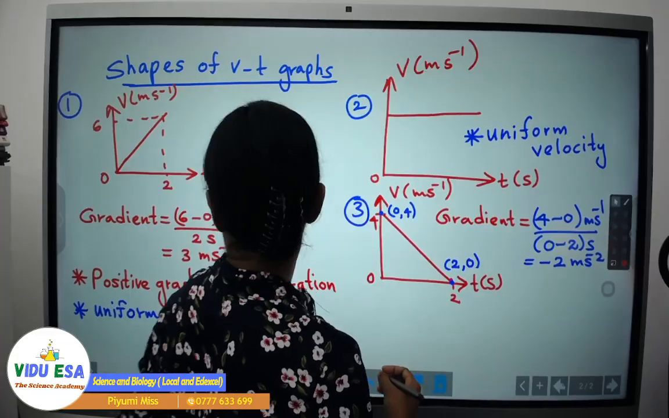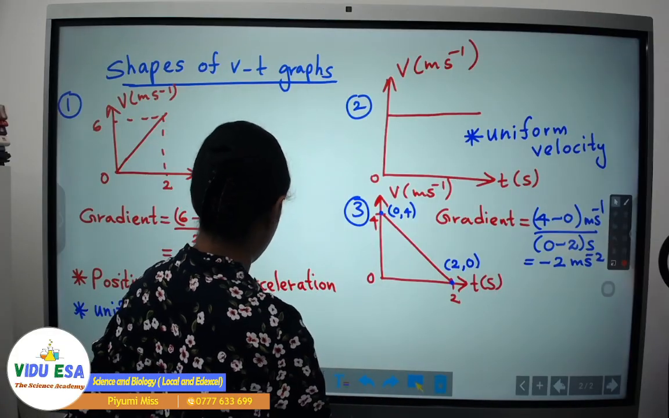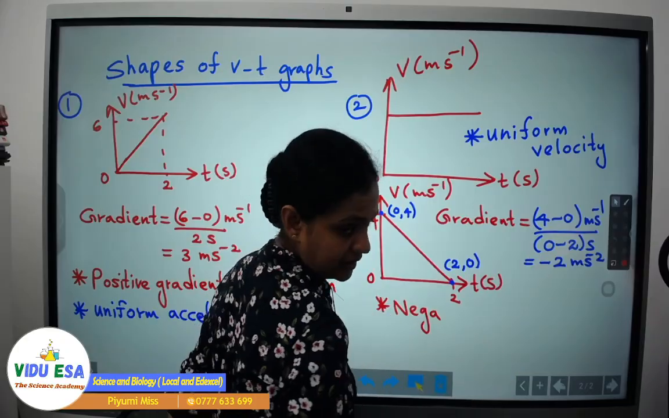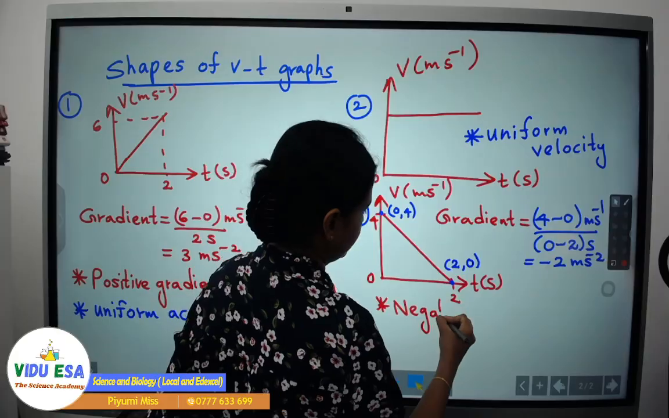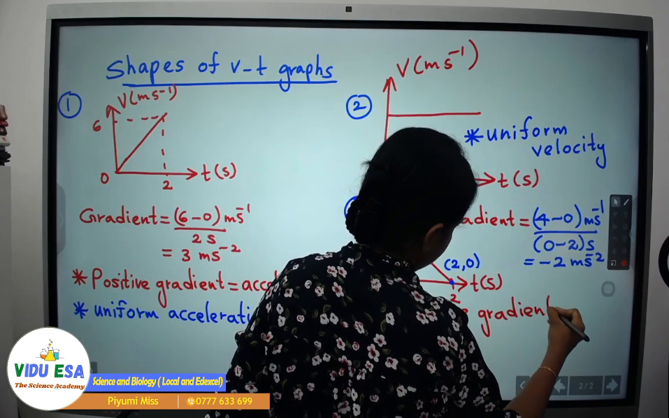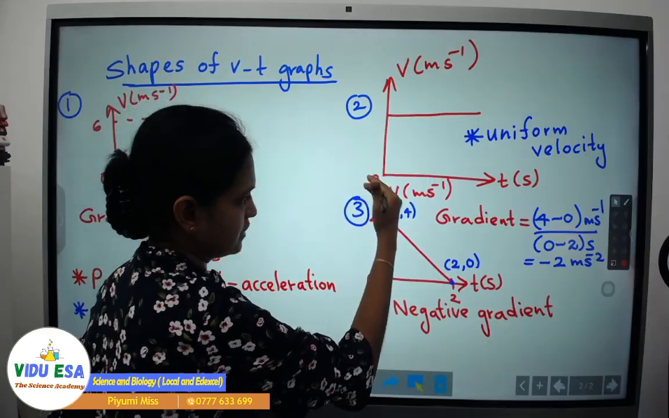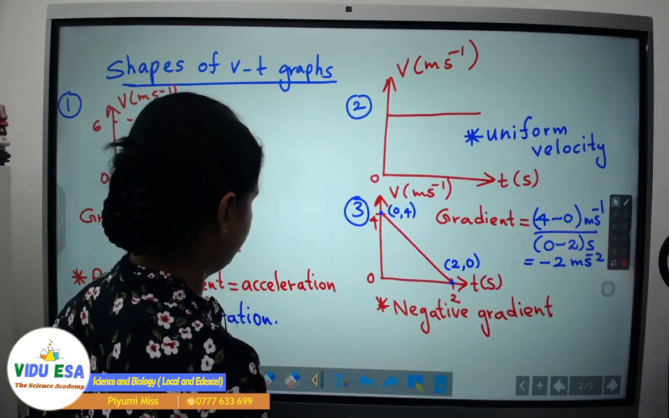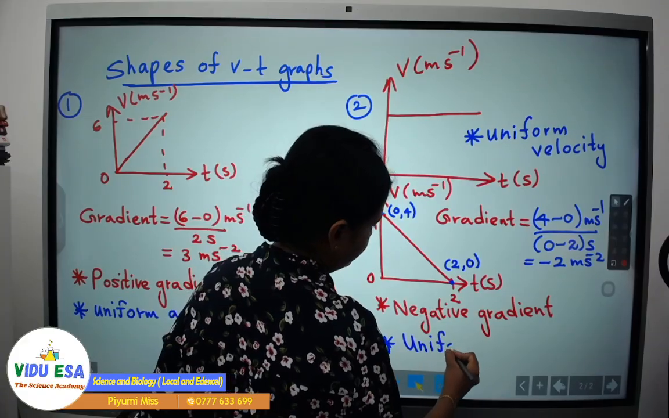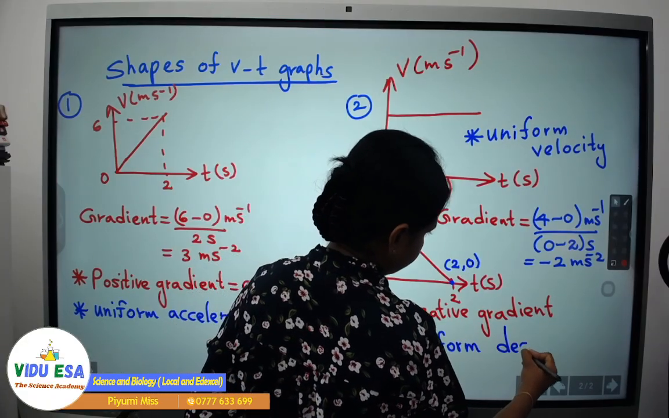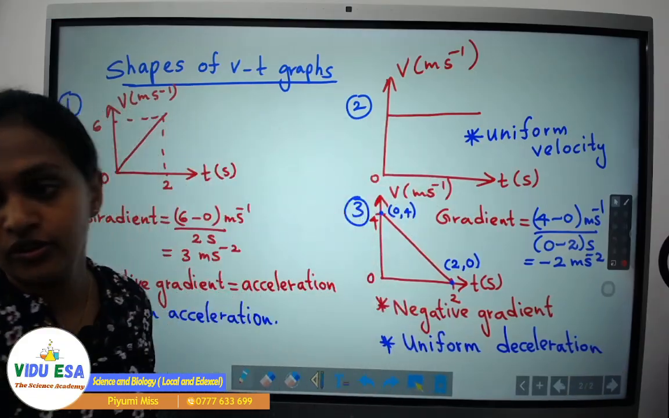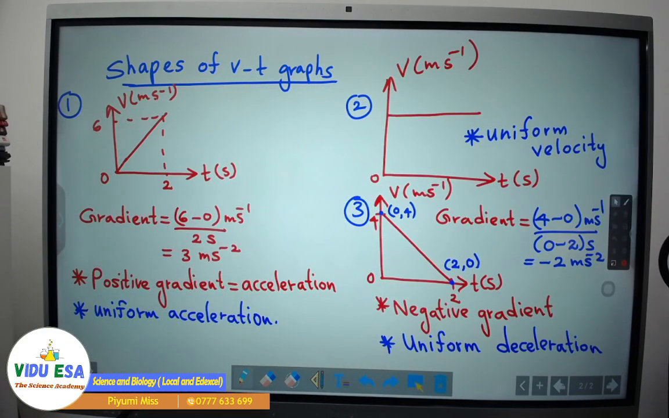So this gives a negative gradient. Negative gradient means this minus value indicates that it is a deceleration. Negative gradient means that is a deceleration. Right? And since the slope is constant, since it is uniform, we can say that this is a uniform deceleration. Uniform deceleration. Now you can summarize.